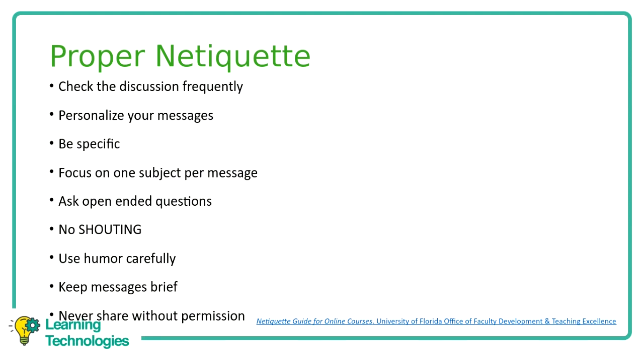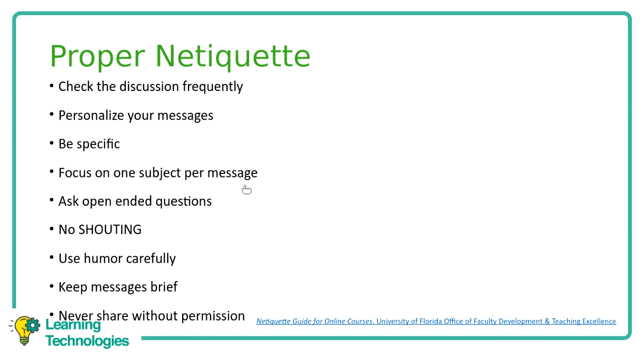Also provide some additional tips on what they should do in the discussions. So check in frequently, and personalize those messages by calling out students by name and who they're responding to. Be specific in who you're responding to, as well as what topic and subject you are posting your replies to. Focus on one subject per message as well. Someone might bring up 3 different things in their initial discussion post. However, be specific and focus on one message at a time.